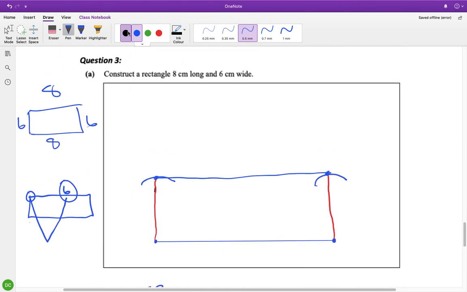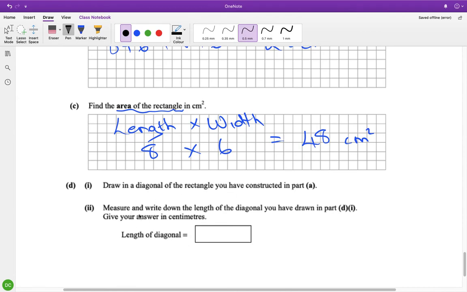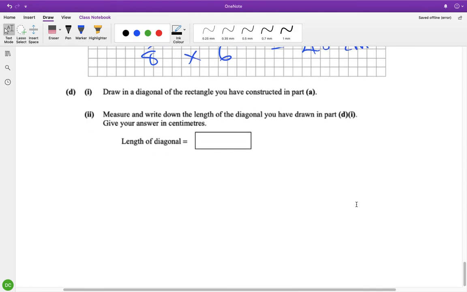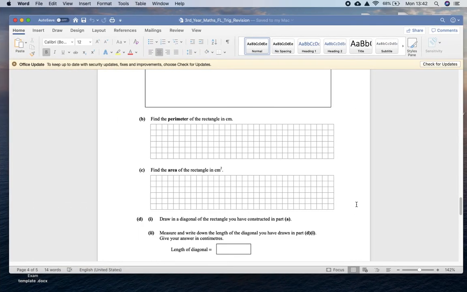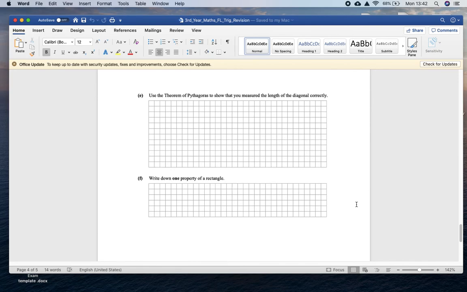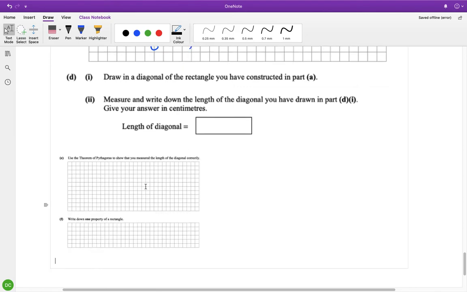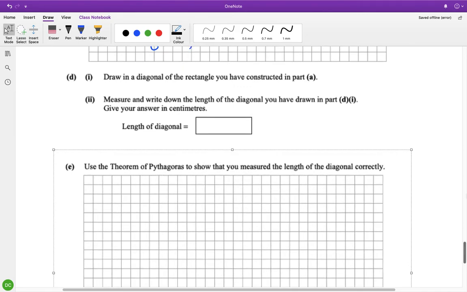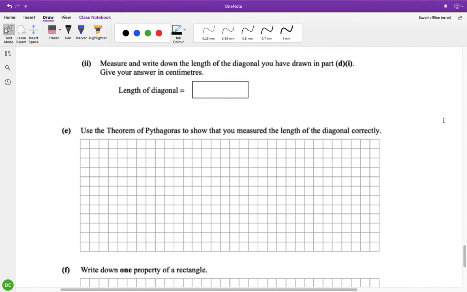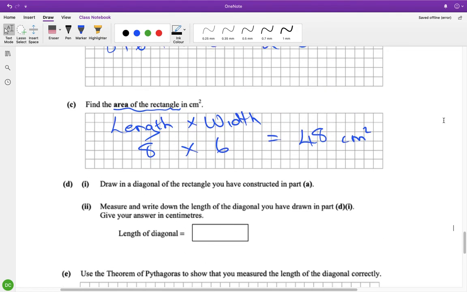Draw the diagonal. So you literally go back up to your diagram and you will draw in a diagonal, again with a ruler, and make sure it's straight. And then it says measure and write down the length of the diagonal you have drawn in D part 1. Well, I can figure out what length it is. Let's see what's the next question. So I can't measure it because I obviously didn't construct mine properly. So just have a look at this. So use the theorem of Pythagoras to show that you measured the length of the diagonal correctly.